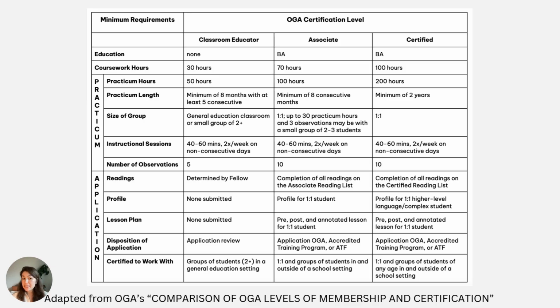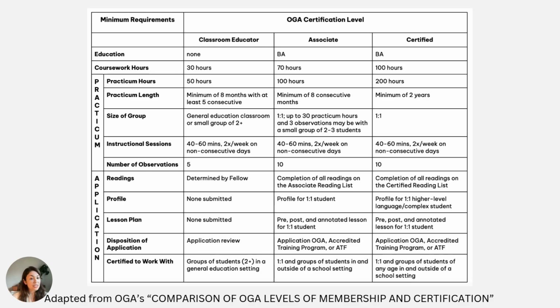In terms of application, there may or may not be readings required of you, depending on what your instructor, what your fellow decides. There isn't a set reading list for the classroom educator level that's created by the Academy. And you're not required to submit really anything other than some information that you fill out, basically forms that you fill out on the OGA's online application portal. Your fellow would fill out some questions, and then you have your certification.